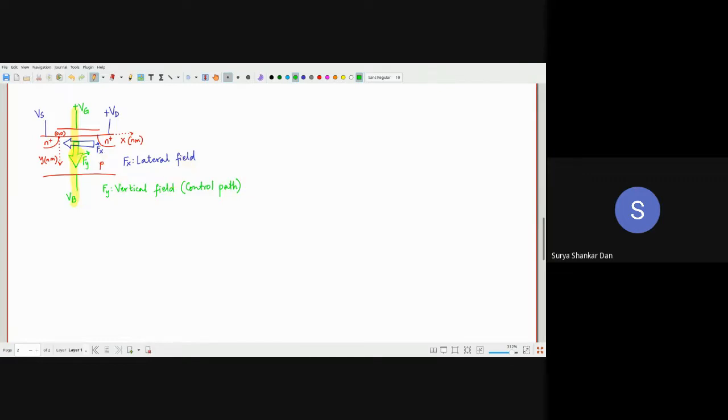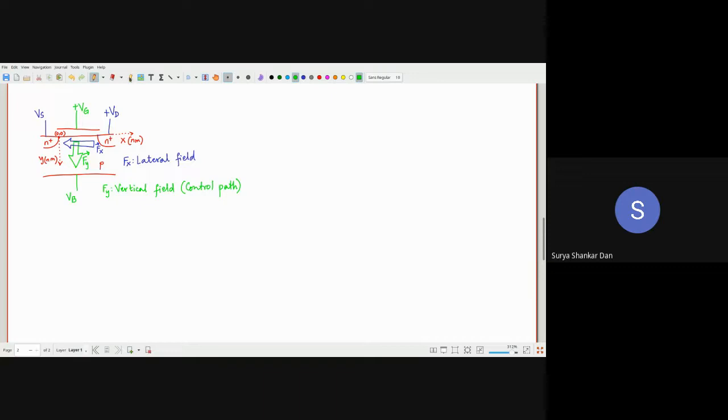This Fy is controlling whether the channel will be there or not. Simple. The control on the operation of the MOSFET, whether it is in saturation or linear or cutoff or subthreshold, the control on the behavior of the MOSFET is done through the gate control. So that is the vertical field, that is the control path.